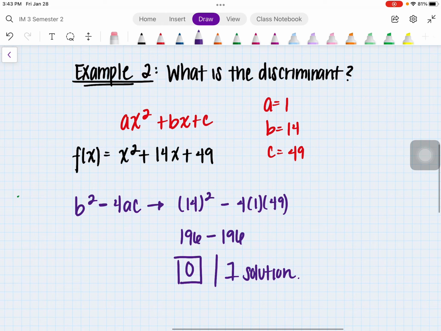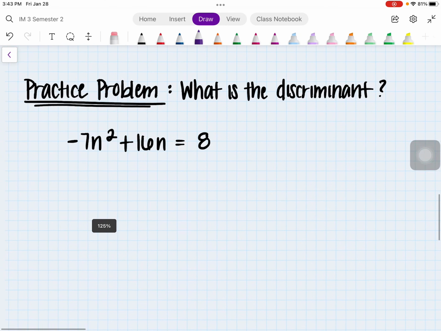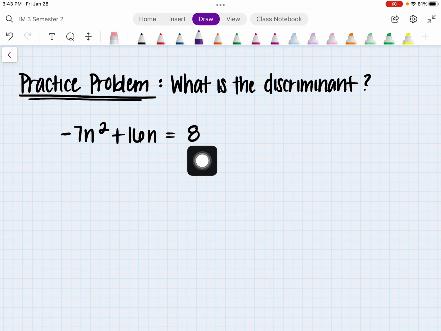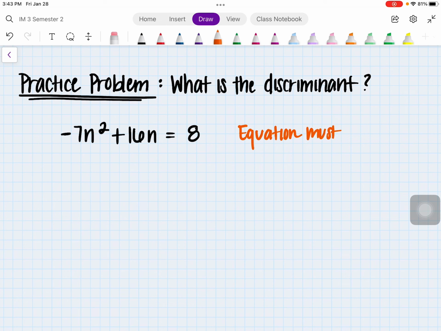One solution. All right. Now let's go ahead and take a look at this practice problem, and I will be starting it for you. Whenever we're solving for the discriminant, your equation does need to be equal to 0. So the equation must be equal to 0. In order for us to solve for this, I do need to move that 8 to the other side. So I'm going to subtract 8 from both sides.